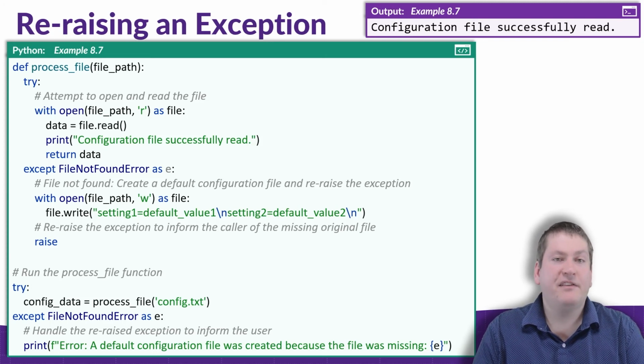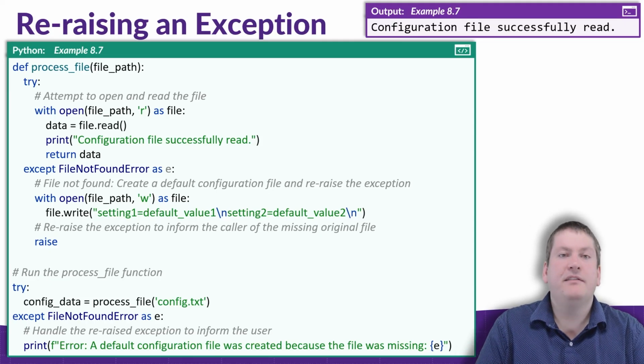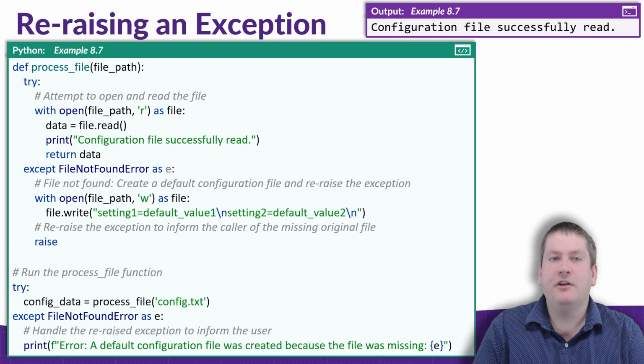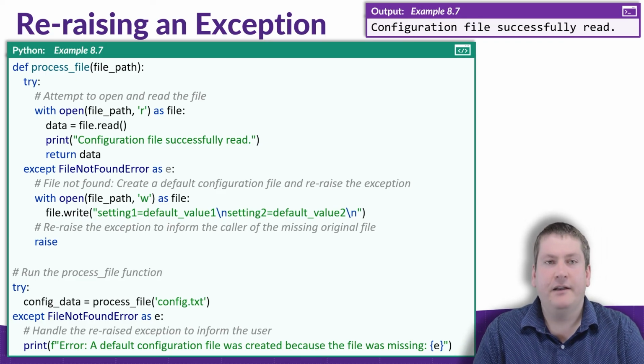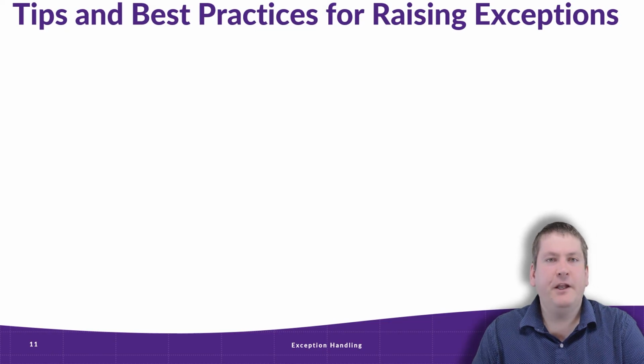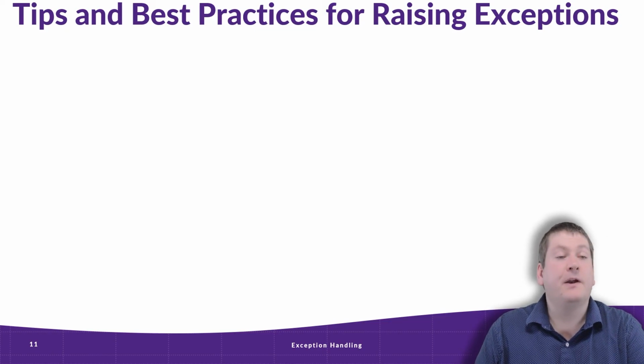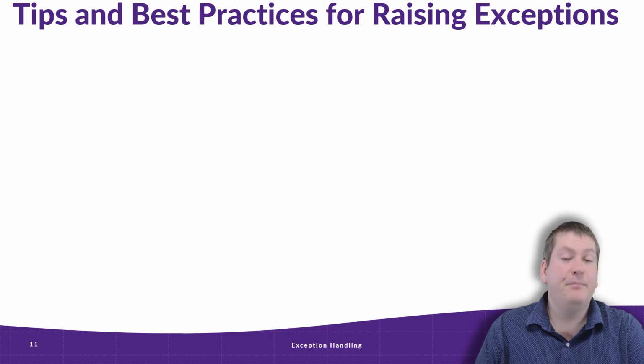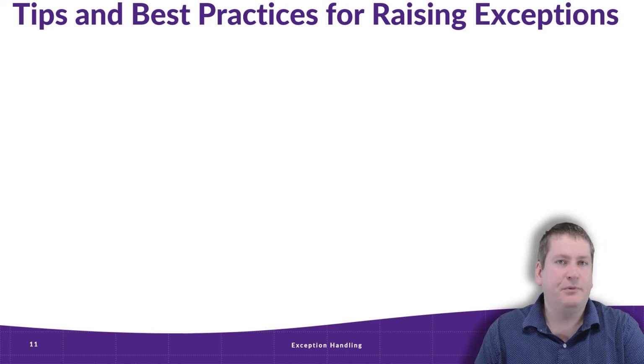So combining try except blocks and the raise keyword can be quite powerful. We did something that might seem quite complicated here. We checked if the file existed and created a default file if it did not. In our previous video on handling exceptions, we ended with some tips and best practices for handling exceptions. So in this video on raising exceptions, we're going to end in the same way and give some tips and best practices for raising exceptions.